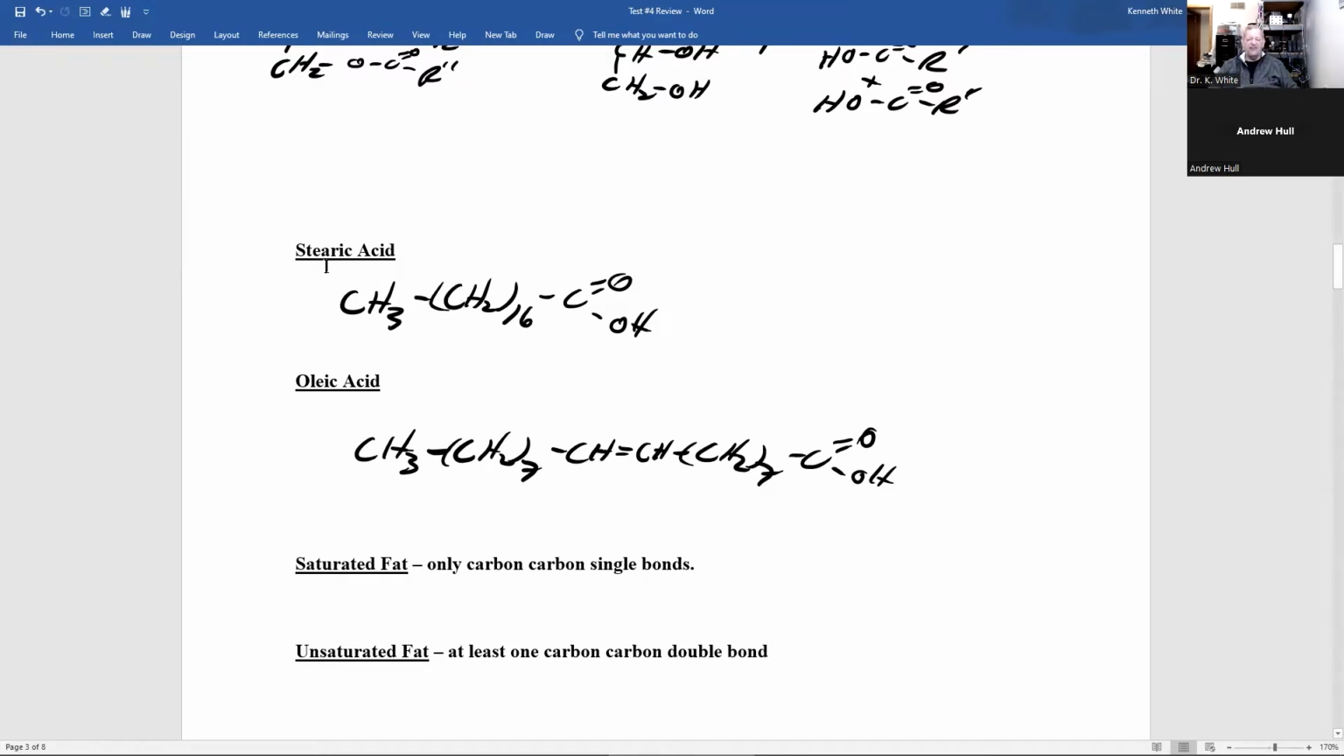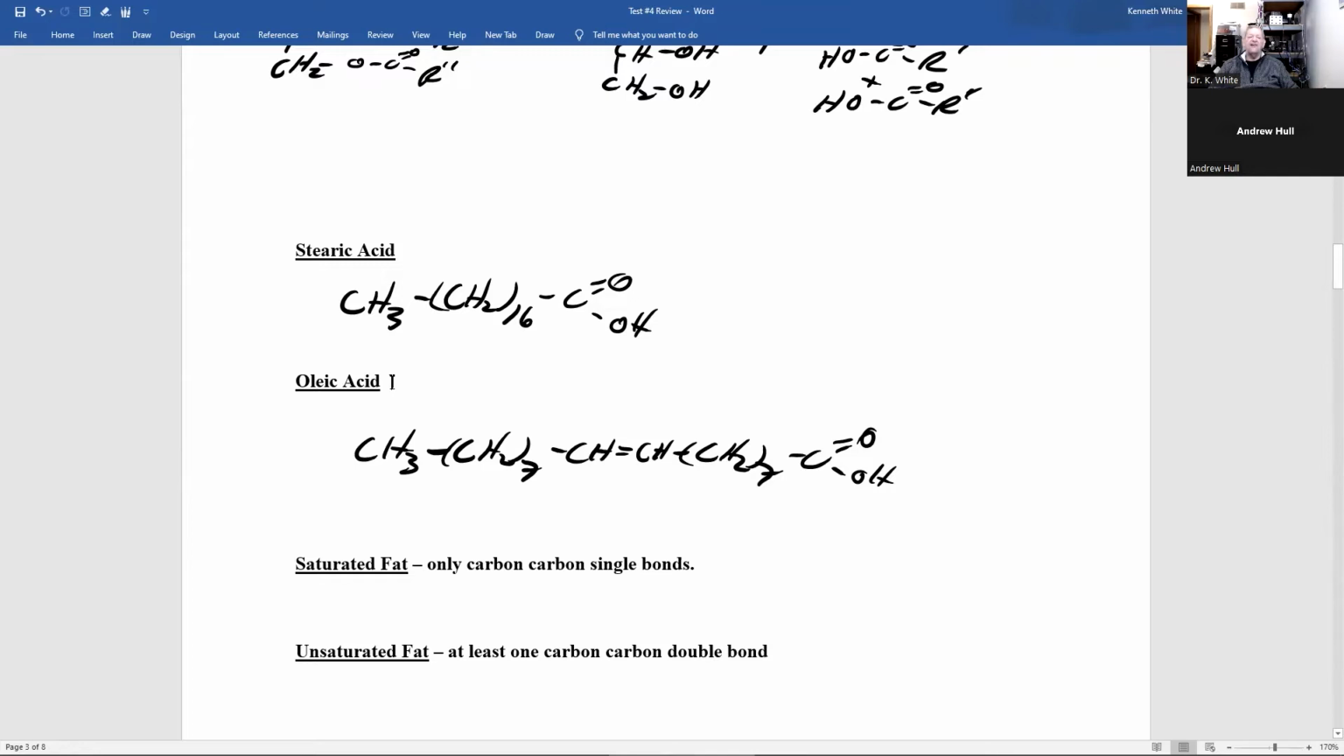And I've asked you to learn, if I put down, draw the structure of stearic acid, here's this fatty acid, 18 carbons, CH2 is repeated 16 times. Or if I put this molecule on its S, what's its common name? Stearic acid.